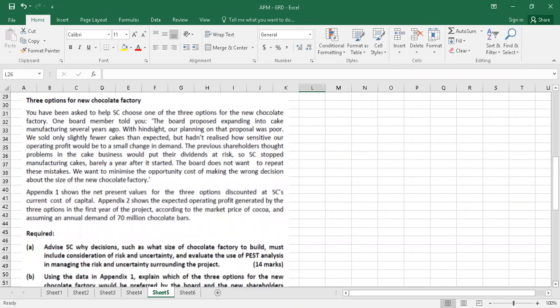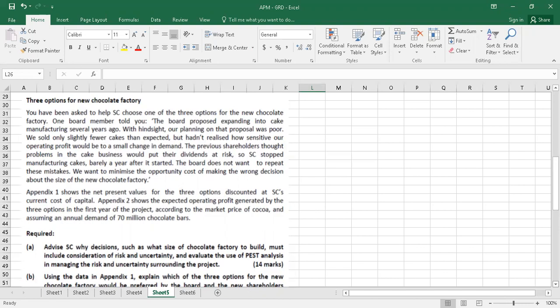You have been asked to help SC choose one of the 3 problems for the new chocolate factory. One board member told you the board proposed expanding into cake manufacturing several years ago.